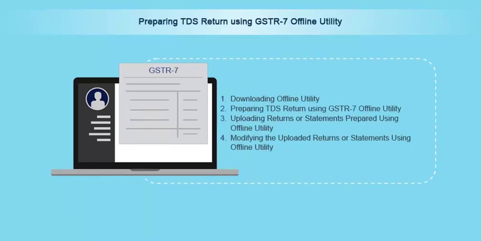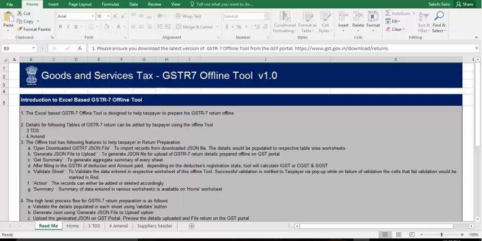This involves multiple steps as displayed on screen. This video will guide you how to prepare TDS return using the GSTR 7 offline utility. Let's get started with this video. Once you have downloaded and opened the GSTR 7 offline tool, go through the Read Me section carefully.